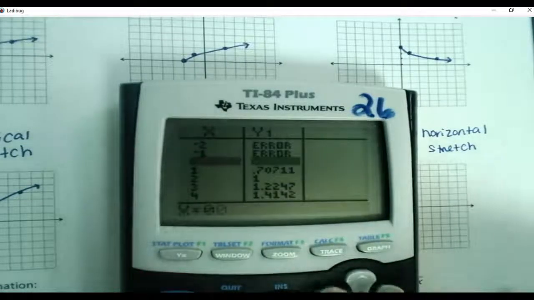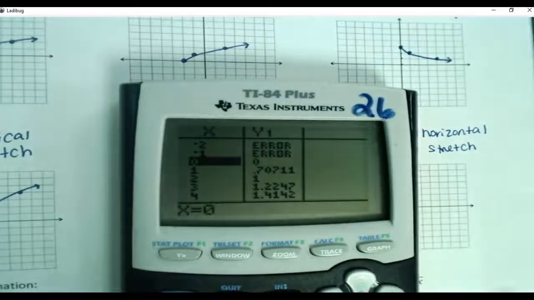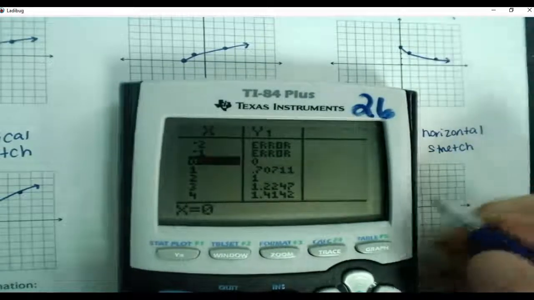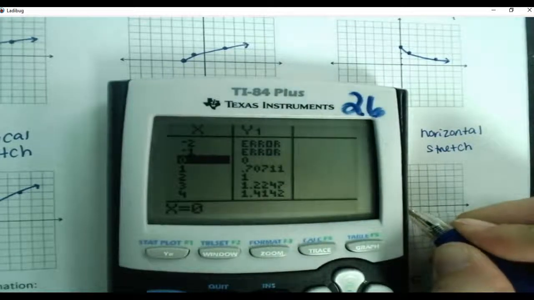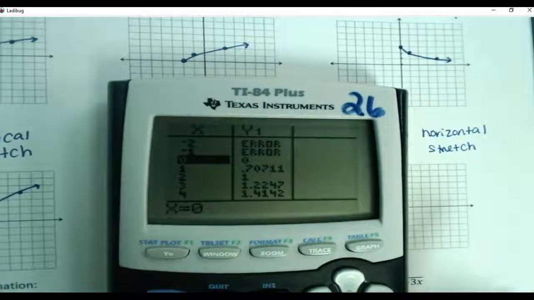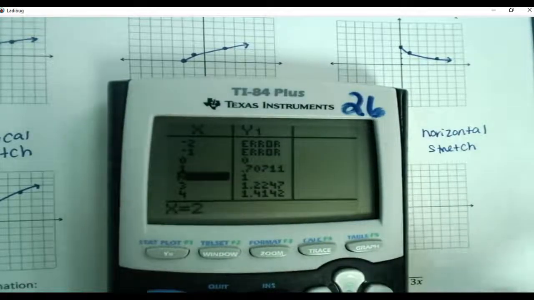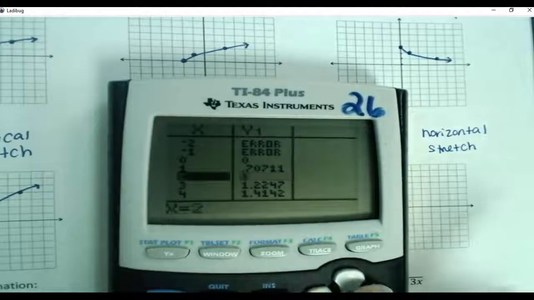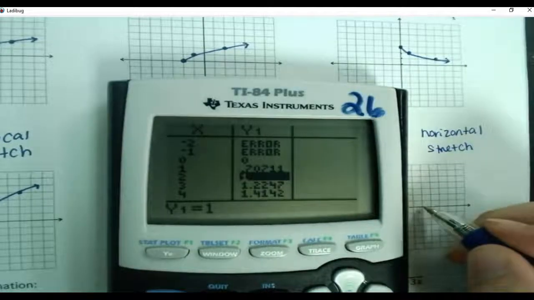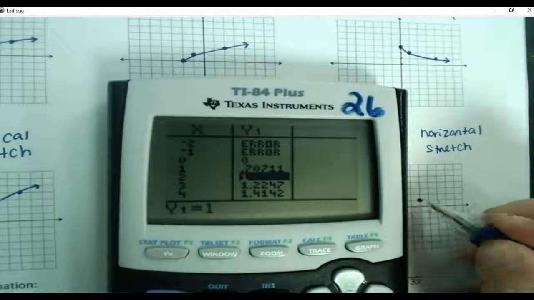So our first point, 0, 0. Again, that doesn't change because 0 times anything is 0. But then our next point was at 1, 1. Well, now it's at this weird 1.7 whatever. So now if I look at this point 2, 1, that's my next point. So 2, 1.